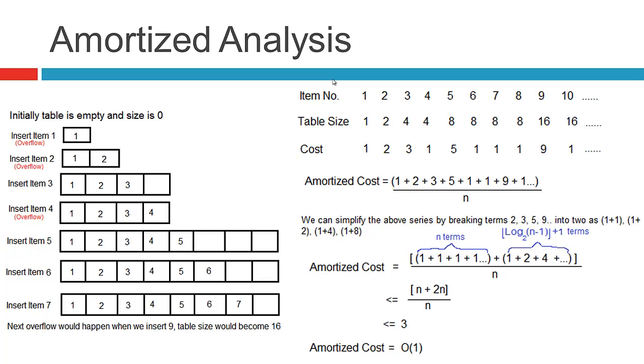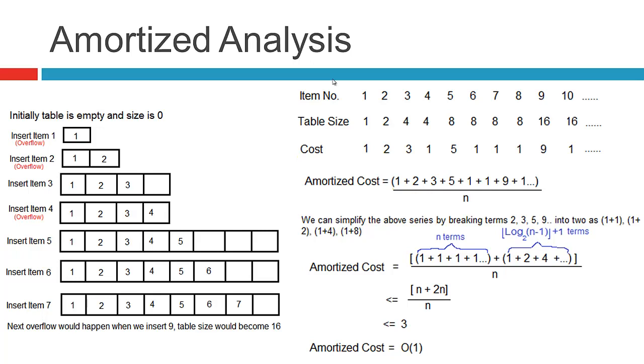On item number 3, the table size has become 4 since we doubled it, meaning our cost is 3. And then on item number 4, since we've already doubled the table size to 4, our cost is now just 1 for that insertion. Then on item 5 and table size 8, our cost is 5. But for 6, 7, and 8, since the table size is 8, our cost of insertion is actually just 1.